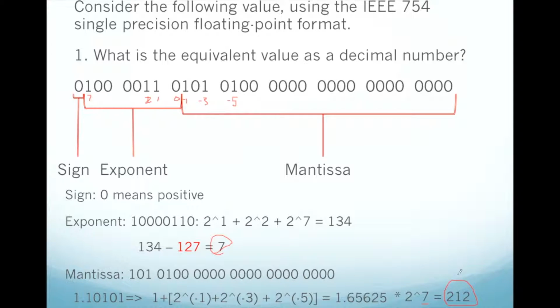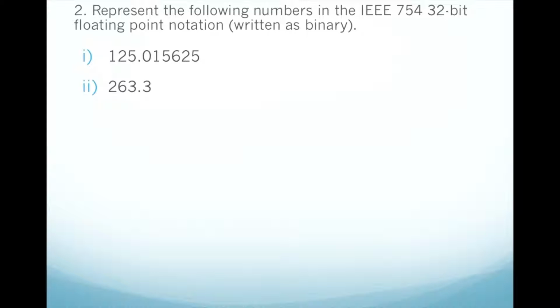So the equivalent decimal number is 212. Part 2 wants us to represent the following numbers in the IEEE 754 32-bit floating point notation, written as binary. The first number is 125.015625. The first thing you want to do in this problem is take the number on the left of the decimal point, in this case, 125.